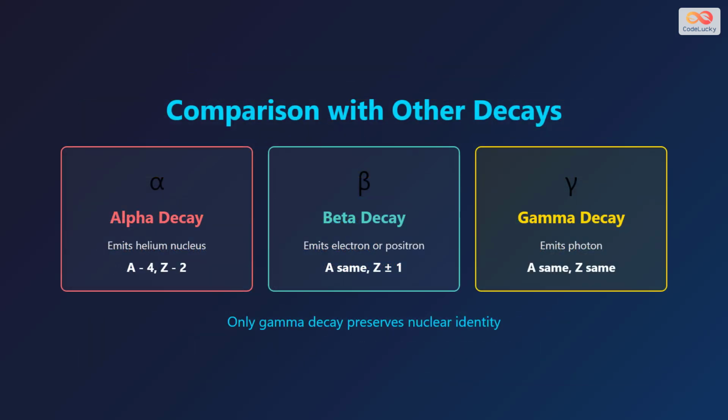Comparing the three main types of radioactive decay reveals important differences. Alpha decay emits a helium nucleus, decreasing the mass number by 4 and the atomic number by 2. Beta decay emits an electron or positron, keeping the mass number the same, but changing the atomic number by plus or minus 1. Gamma decay emits only a photon, preserving both the mass number and atomic number. Only gamma decay maintains the nuclear identity completely, changing only the energy state.